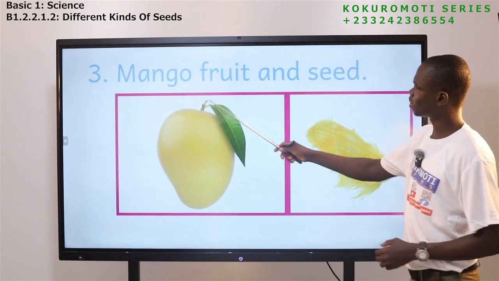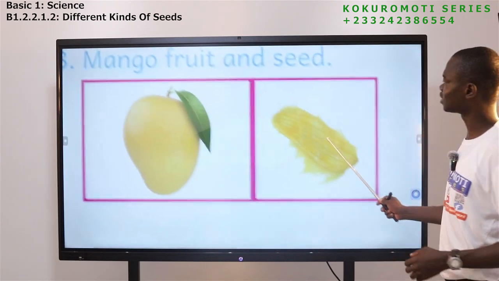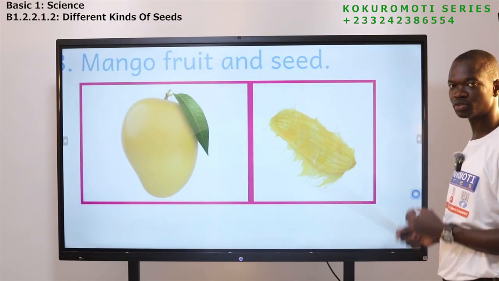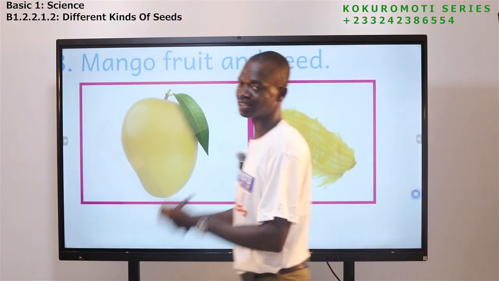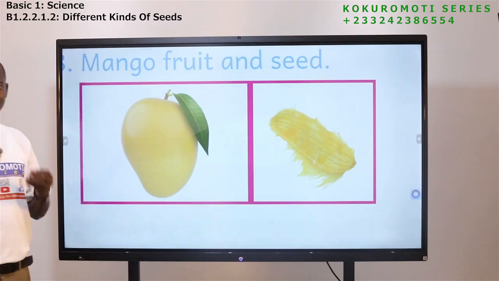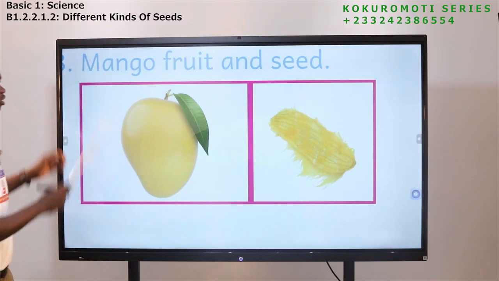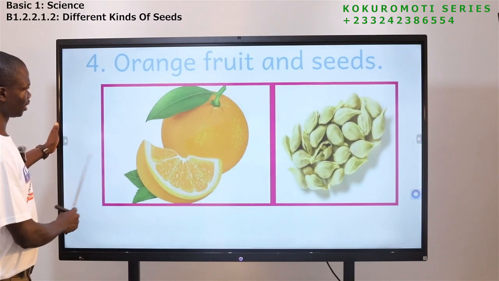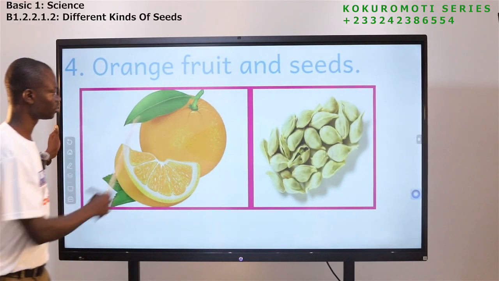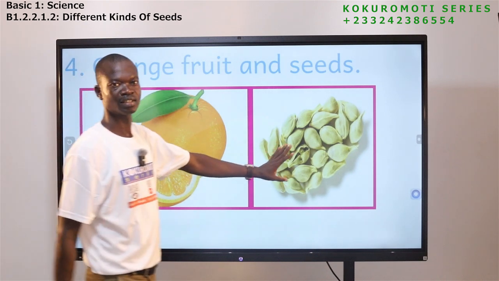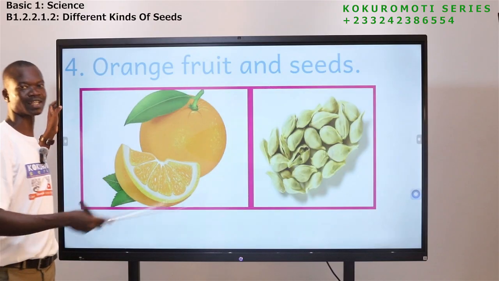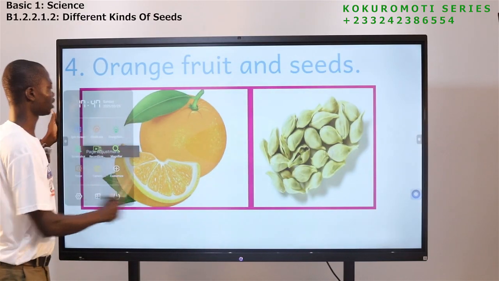We have mango fruits. How many seeds does it have? Mango has only one. So you see, not all fruits have more seeds. Some of them have only one seed. One of them is mango. Let's come to this side. We have orange fruits and seeds. These are the seeds. Have you seen it? How many seeds does it have? It has many seeds.